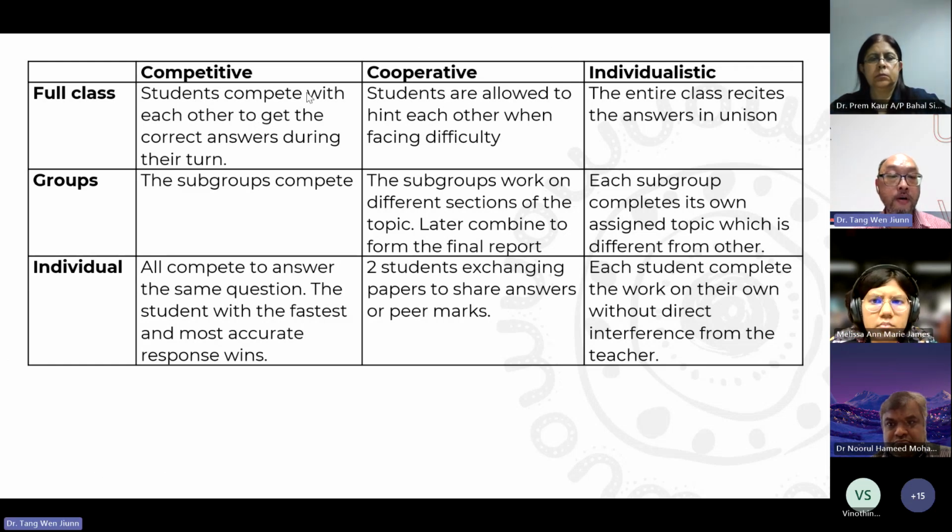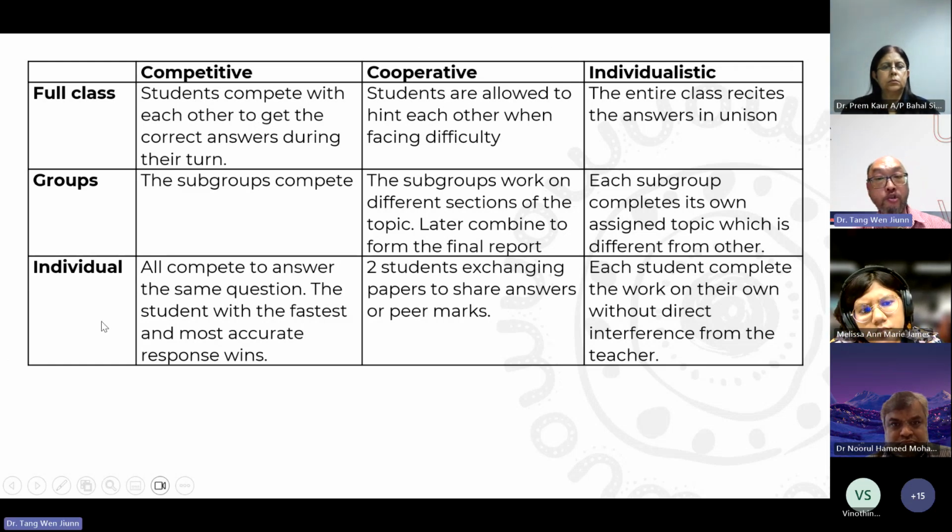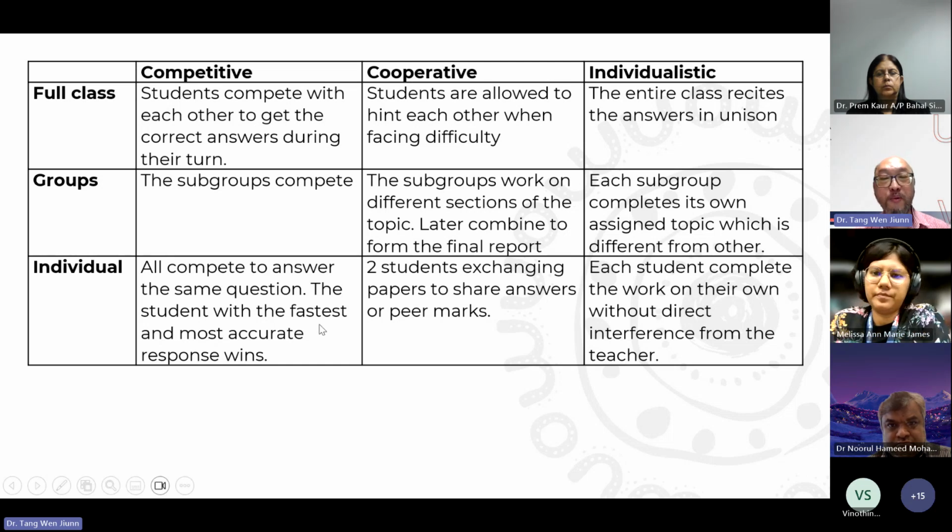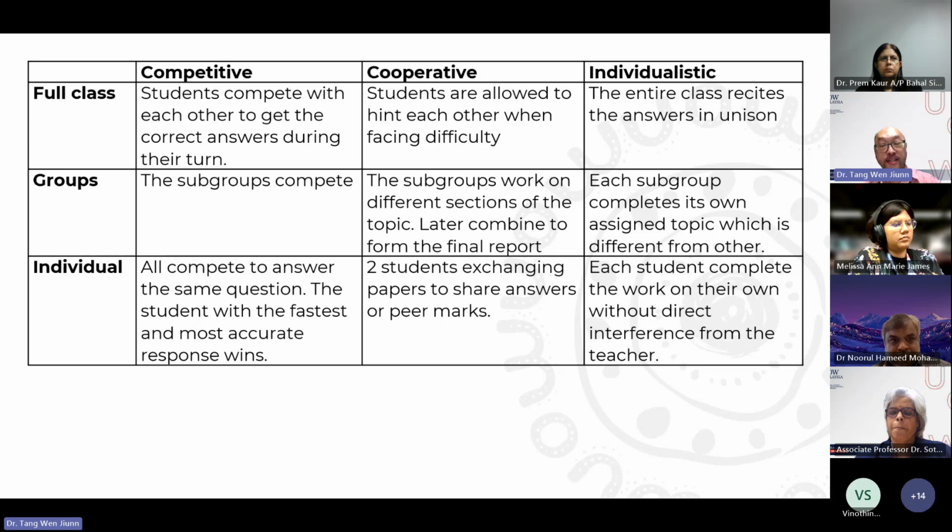And the last one is for individuals. For competitive, this one can be made so that all compete to answer the same questions. The student with the fastest and most accurate response wins. It will be something like a Kahoot quiz, where they all answer on their own. For individual cooperative, we make them complete their work and then they exchange their answers and mark them, peer review.